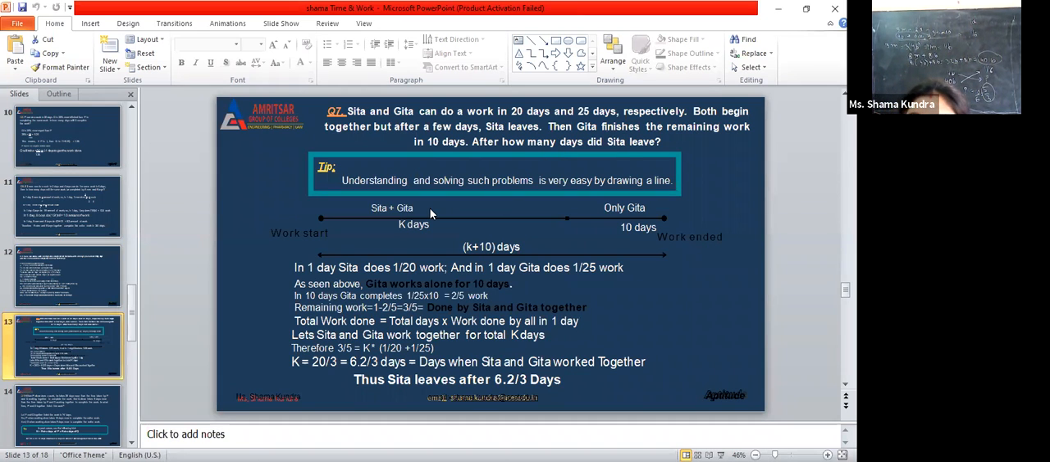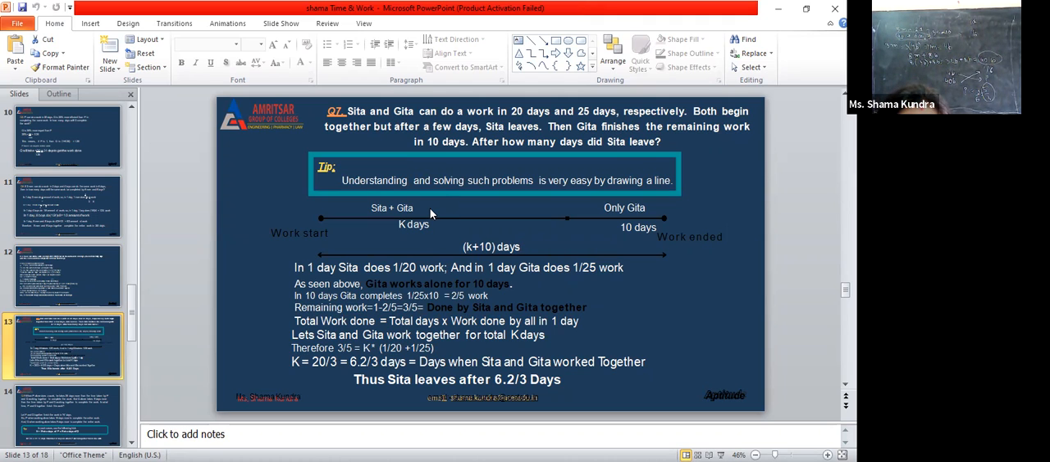Now, this might look like a very complicated and difficult sum or a lengthy sum, but it is not. It is pretty easy to solve. I will explain the approach to solve these kinds of sums when someone leaves or when someone joins in between. So what is the best approach to these kinds of sums? The best approach is the line diagram.